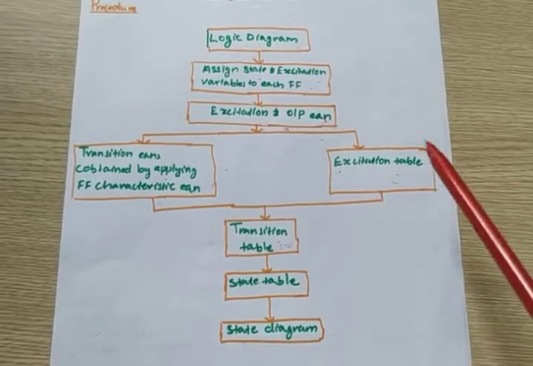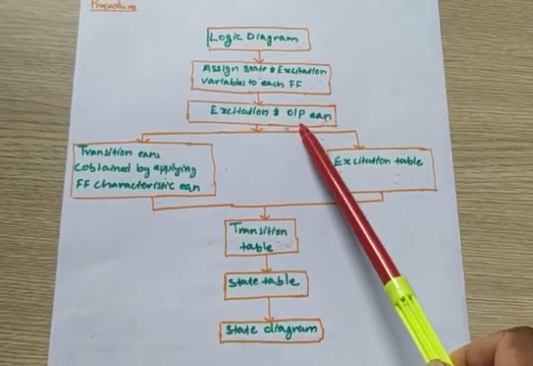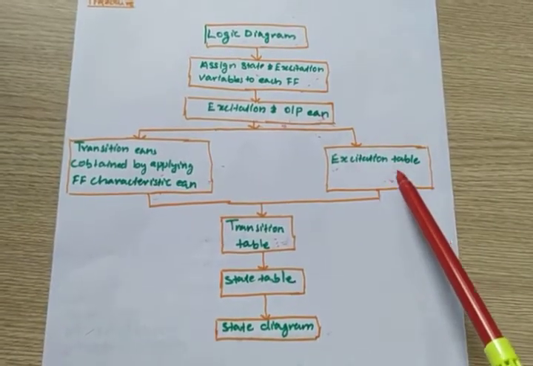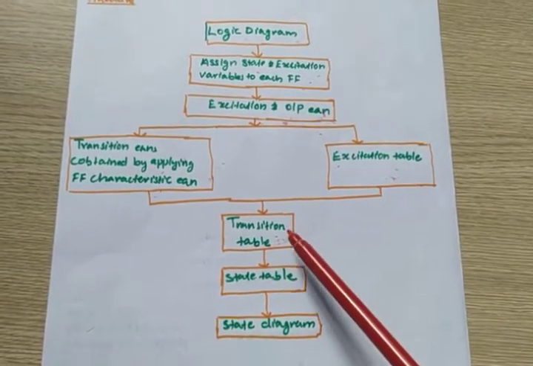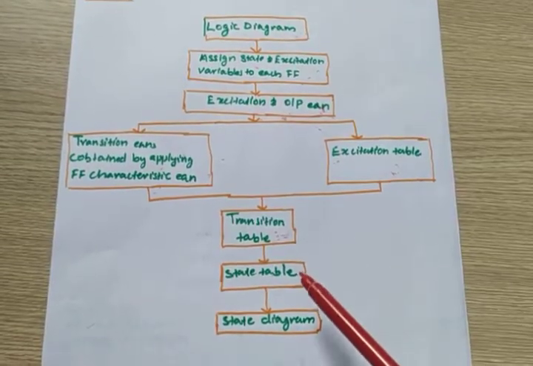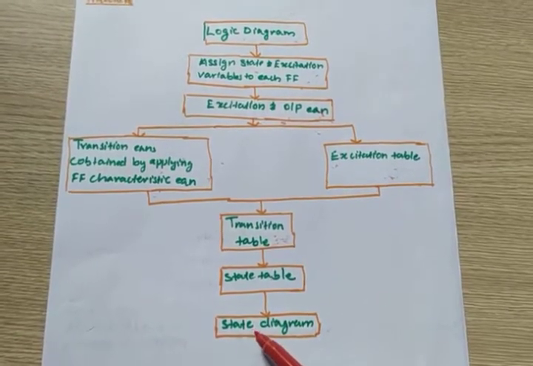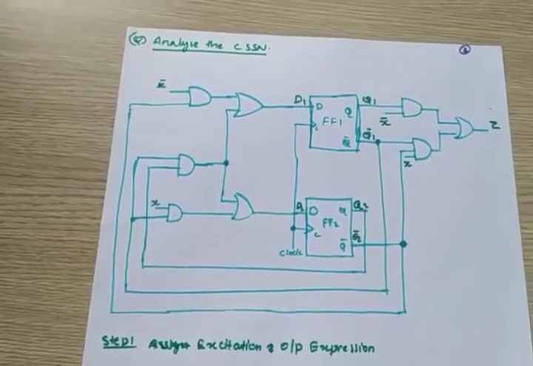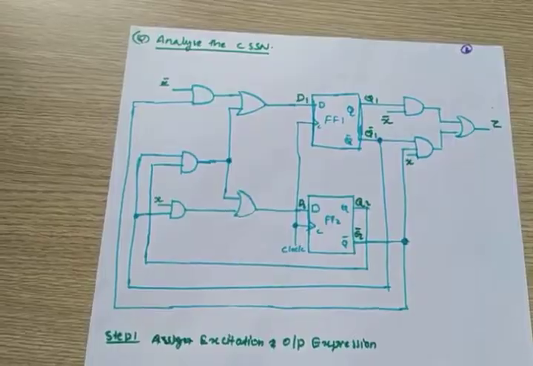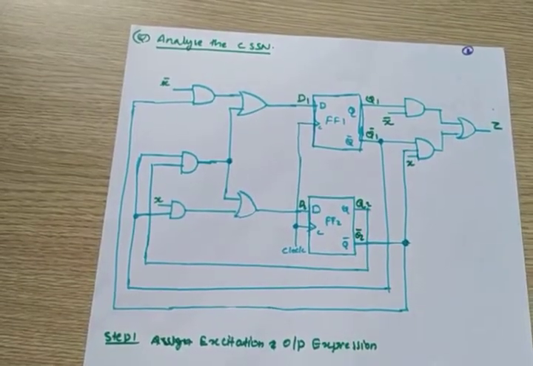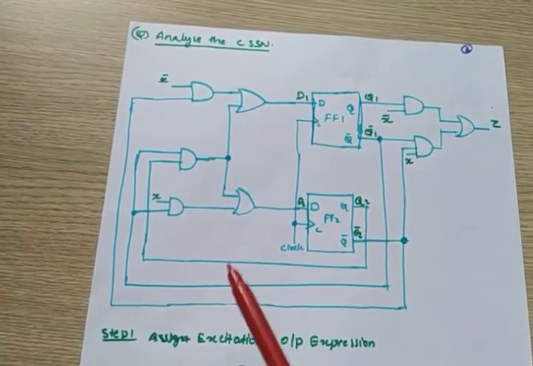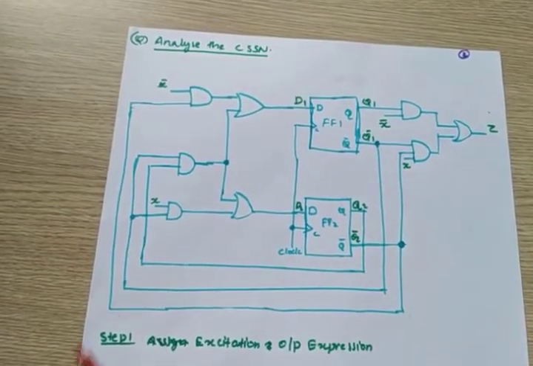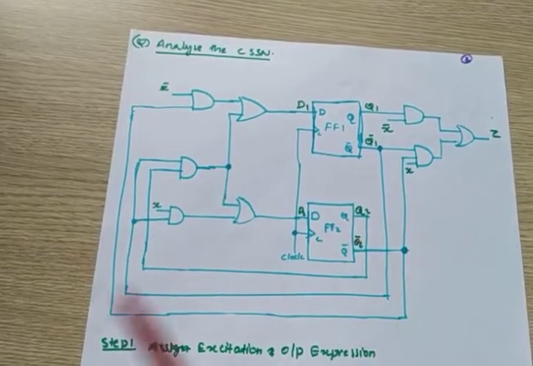Or the other method: from the excitation and output equation you can write the excitation table. From the excitation table you can write the transition table. From the transition table, the state table, and then finally it reaches the state diagram. Okay, this is the question. In the question paper they give circuits like this and ask you to analyze the circuit. So we have to analyze this circuit.